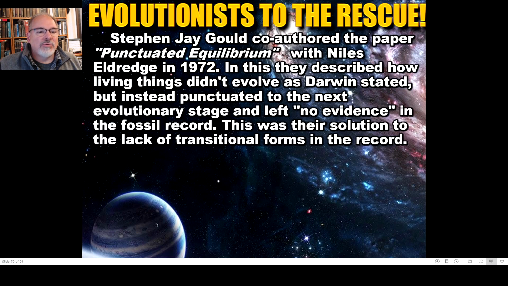So evolutionists to the rescue. Stephen Gould co-authored a paper called Punctuated Equilibrium with Niles Eldredge in 1972. In this, they describe how living things didn't evolve as Darwin stated, but instead punctuated to the next evolutionary stage and left no evidence in the fossil record. So that's how it occurred. We're not looking for transitional forms anymore. We don't have to, because everything punctuated to the next level of life. This was their solution to the lack of transitional forms in the fossil record, because they knew that they were being criticized for a lack of transitional forms, which they admitted, and they were paleontologists, but then they figured that this is really the solution, punctuated equilibrium.